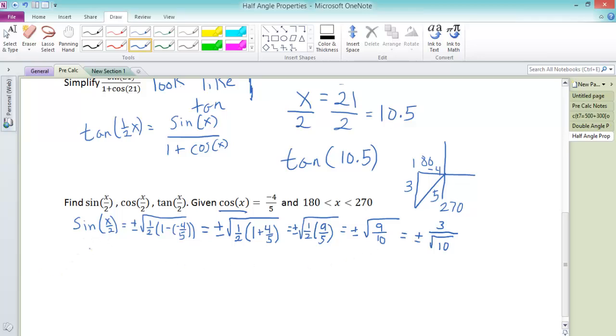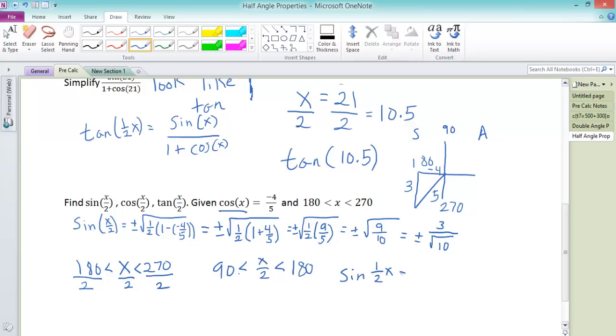Well, I know that x is in between 180 and 270. So 1/2 of x, if I divide everything by 2, will be in between 90 and 180. And 90 and 180 is in the second quadrant, so all students, so it'd be the sine. So I know the sine is positive, so the sine of 1/2 x is equal to 3 over the square root of 10. So that's my first one.